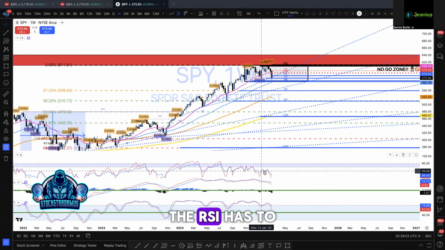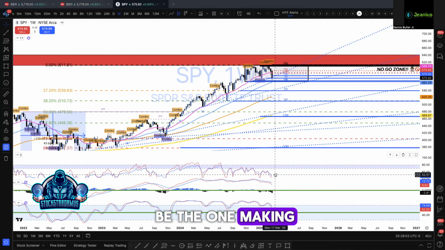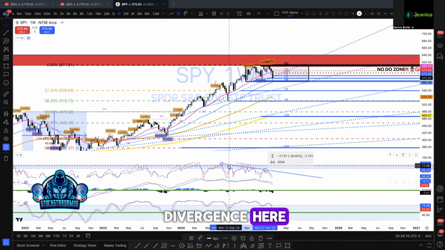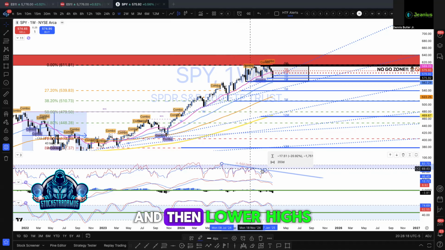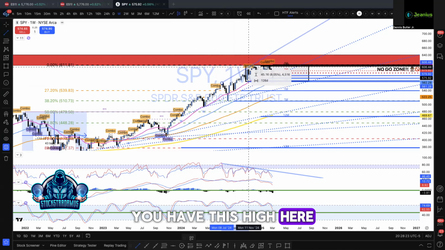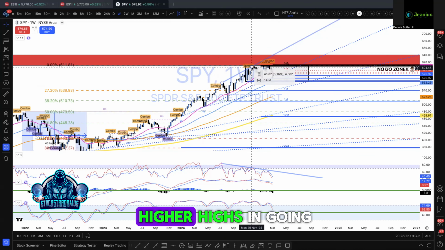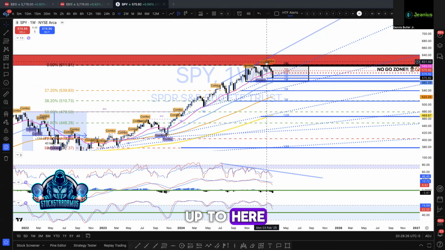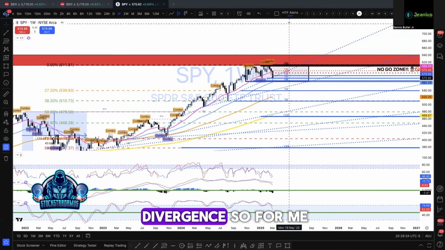Meaning the RSI has to be the one making the opposite move to say what the next move is going to be. So if the market is trending up, the divergence has to be to the downside to let us know there's a negative divergence. So here's your bearish divergence. You got this high here, and then lower highs beyond that. But at this same high you have this high here, and the market put in higher highs going up to here. So as the market is pushing up, the RSI is pushing down, meaning it's foreshadowing a bearish movement, calling it a bearish divergence.